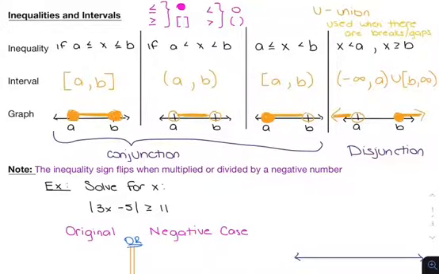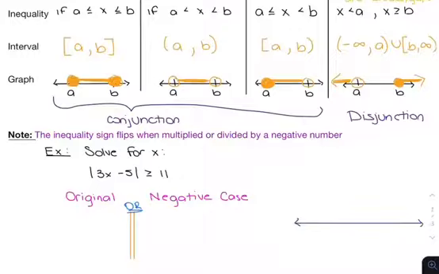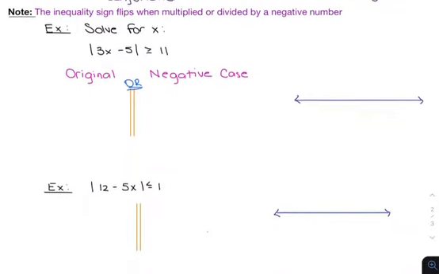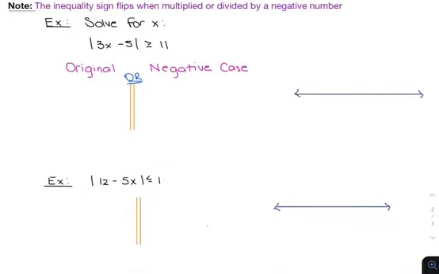So now let's go ahead and talk about how to solve absolute value inequalities. And one thing you have to remember is that an inequality sign flips whenever it's multiplied or divided by a negative number. So let's try out the first example.